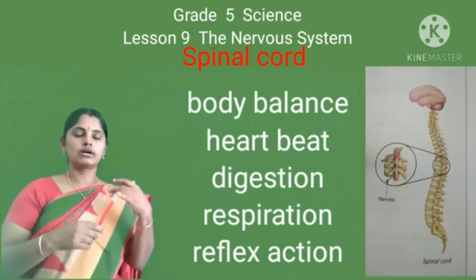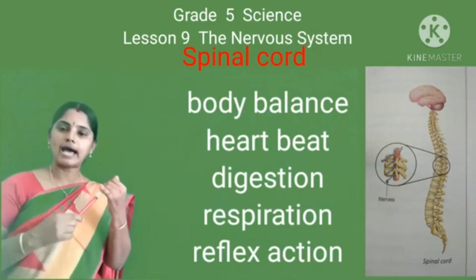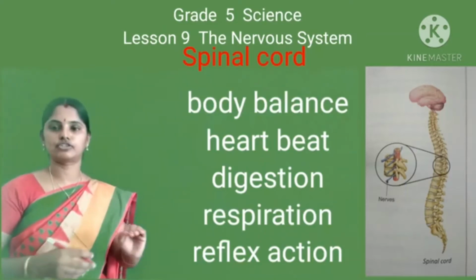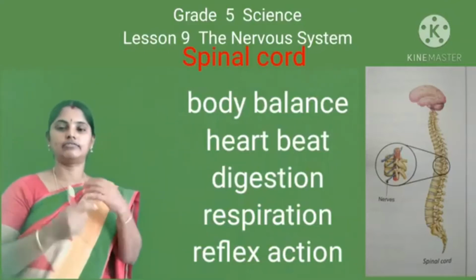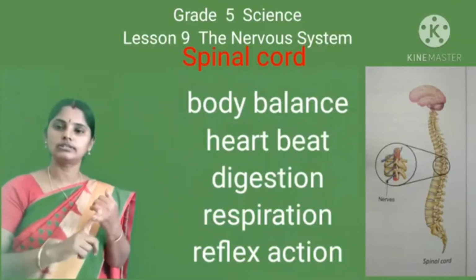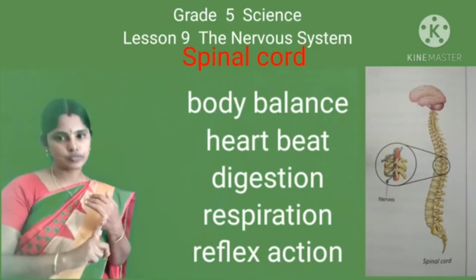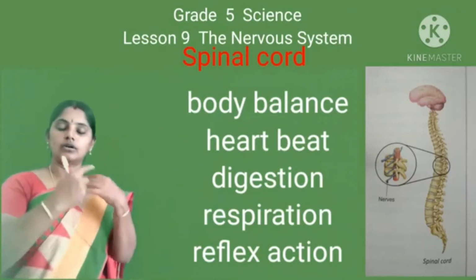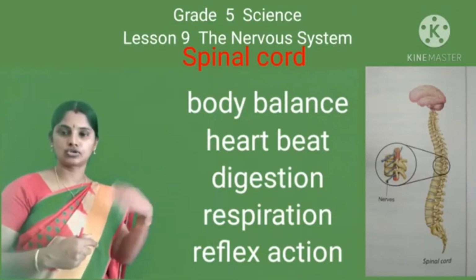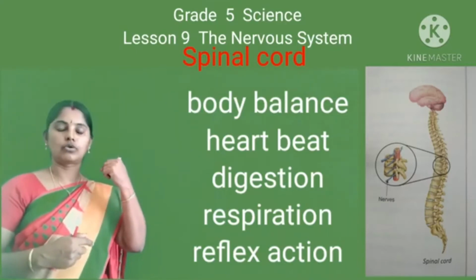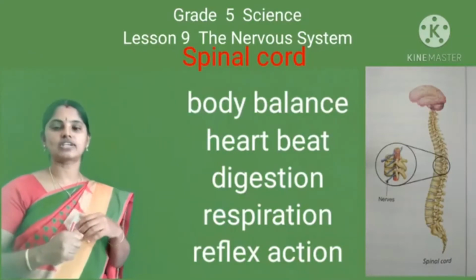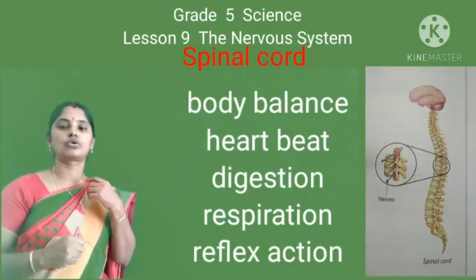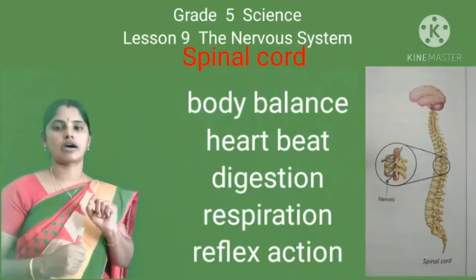So what are the functions of the spinal cord? Balancing work. While we are swimming, walking, or riding a vehicle, we have to balance our body, and all this work is controlled by our spinal cord. And all the reflex actions, like the closing and movement of the eyelids and the heartbeat, are also controlled by the spinal cord.